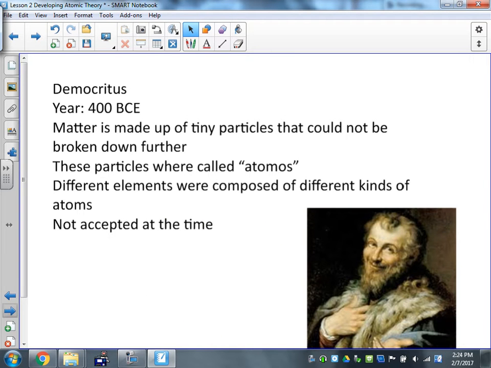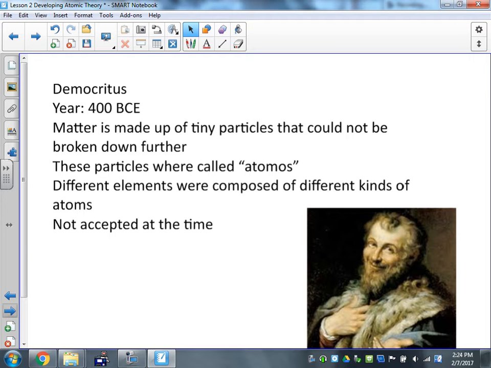Democritus, remember, he was the one that said there is such a thing as the smallest part, the smallest indivisible particle. He was also in 400 BCE, but remember, he wasn't as famous. People didn't believe him. Matter is made up of tiny particles that cannot be broken down further. These particles were called atomos, which was Greek for indivisible. Can't break it down. Different elements were composed of different kinds of atoms, and this was not accepted at the time, of course.